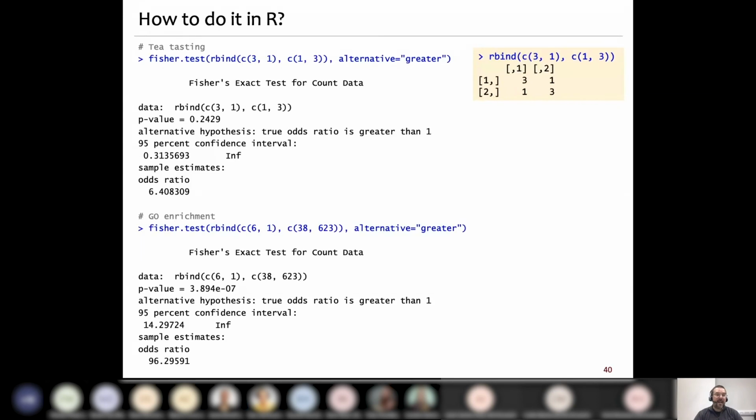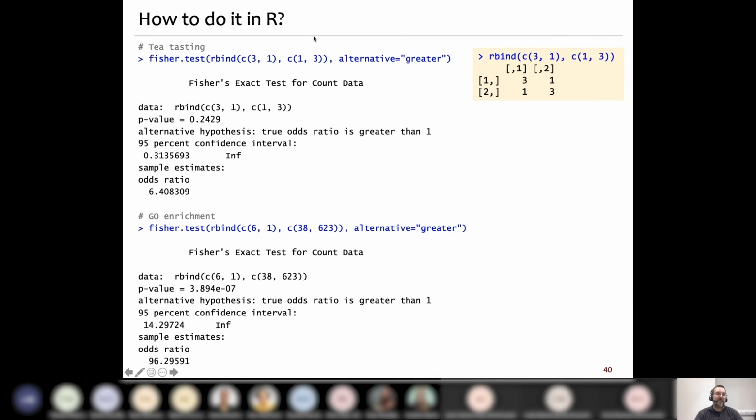How do you do this in R? I showed you that you can calculate using a hypergeometric probability function, but fortunately there is an easier way of doing this. There is a function called fisher.test, and the input for this is a contingency table. This is how you can create a little matrix like this in R. You bind two rows. rbind is binding rows. The first row is 3 and 1, and the second row is 1 and 3. And you create this little matrix. This is our contingency table.